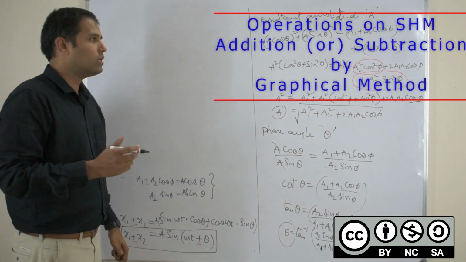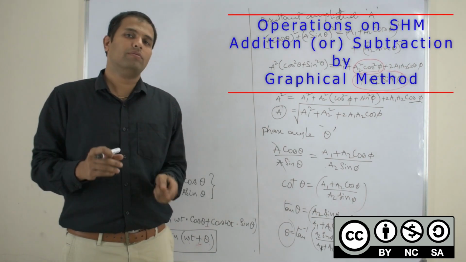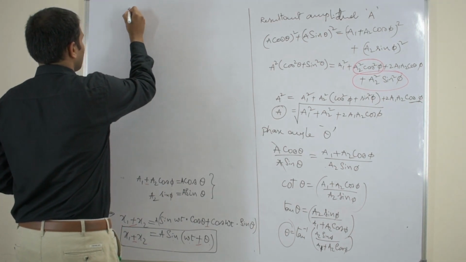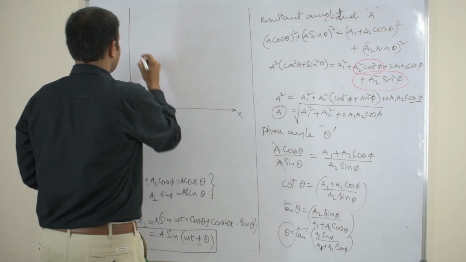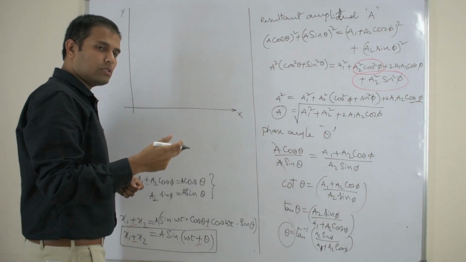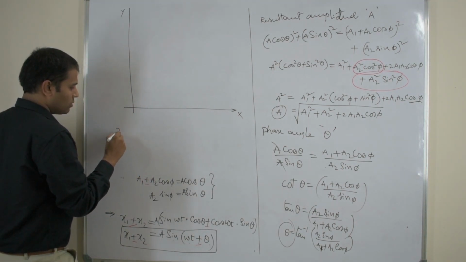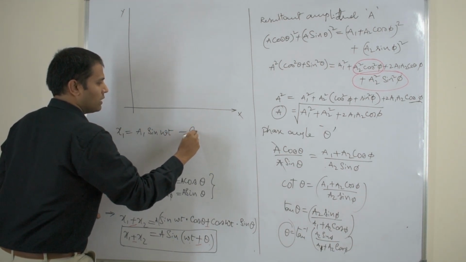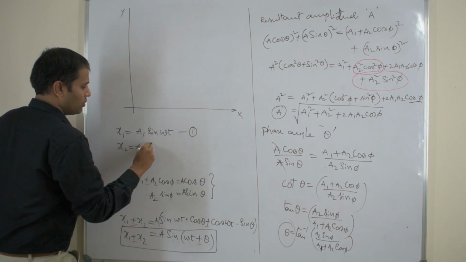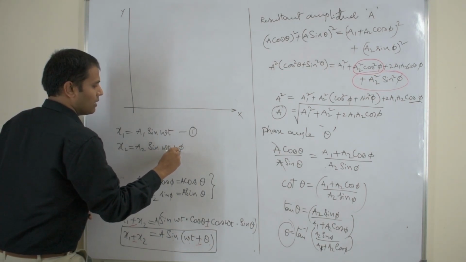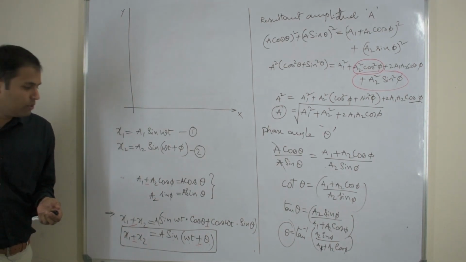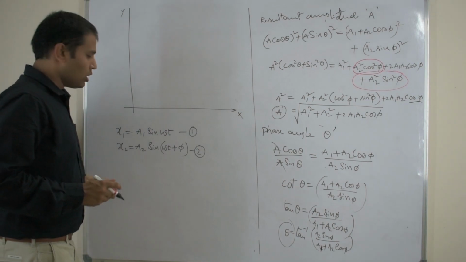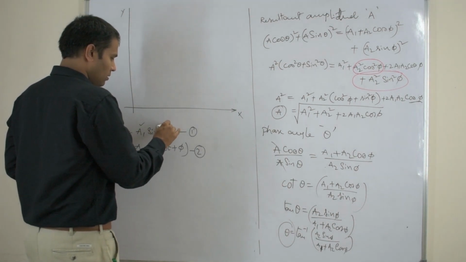So now let's see how we can solve graphically this addition or subtraction problem. Let's take x, y. What are our two simple harmonic motions? Let me write here x1 equals a1 sin omega t. This is the first equation, and x2 equals a2 sin omega t plus phi. This is my second equation. So now you know that this is the displacement, amplitude, phase angle.